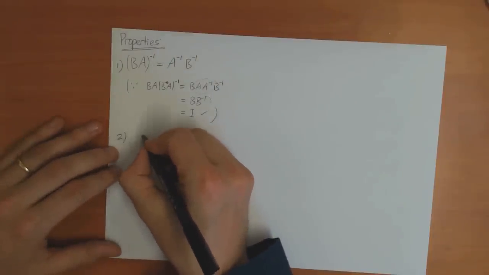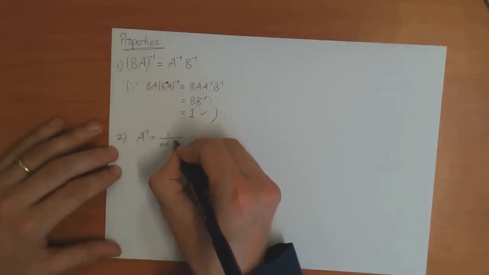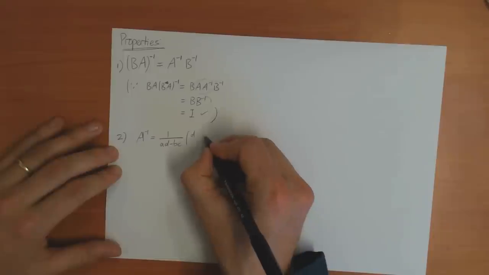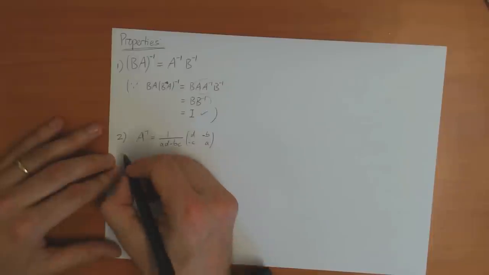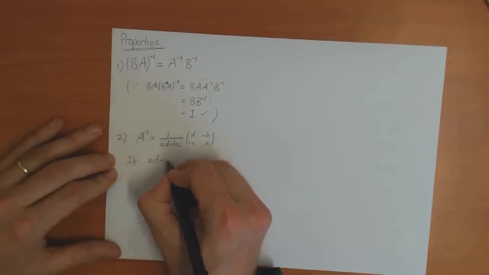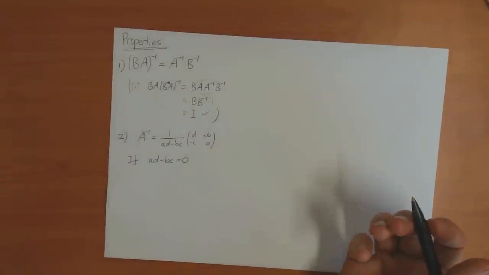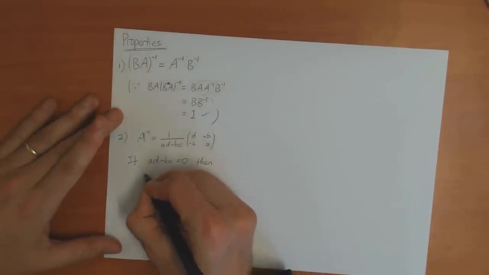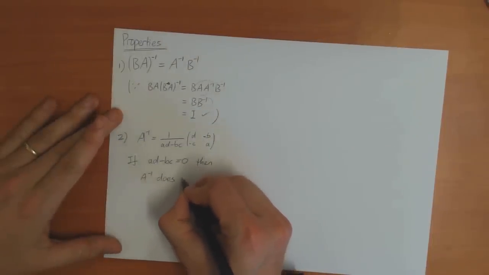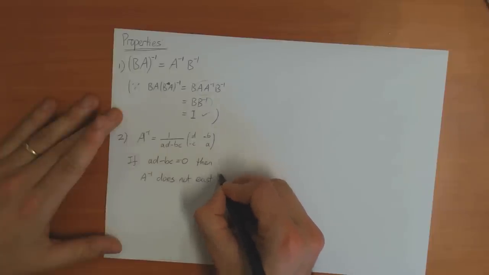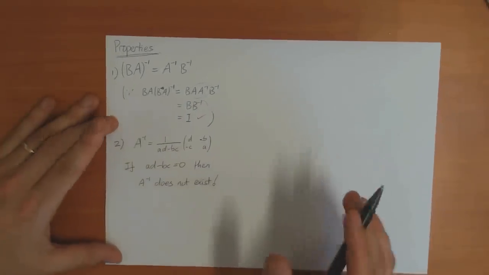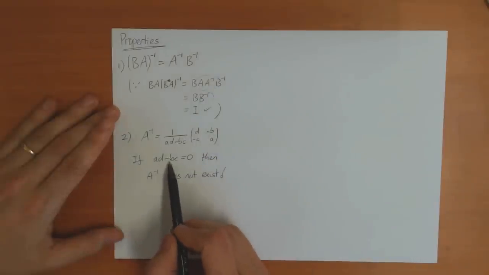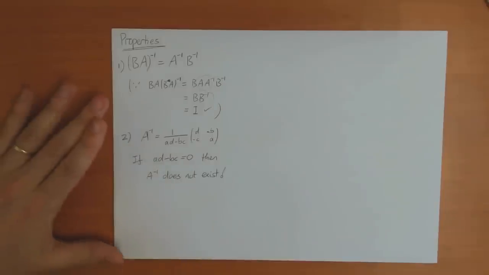And the second property I want to show is about this thing on the bottom. So A inverse was 1 over ad minus bc, times the matrix d, minus b, minus c, a. Now, what happens if this is 0? If ad minus bc equals 0, what happens? Well, in this case, there is no inverse. So if this is true, then A inverse does not exist. So it's not always possible to find the inverse matrix. And in particular, if ad minus bc is 0, then it's not possible to find the inverse matrix.